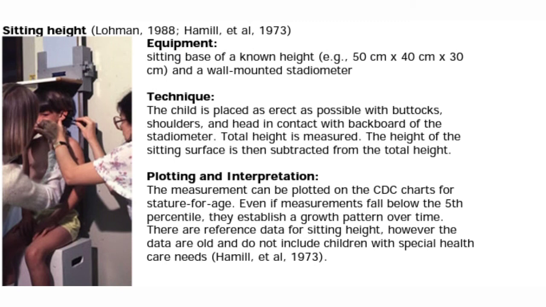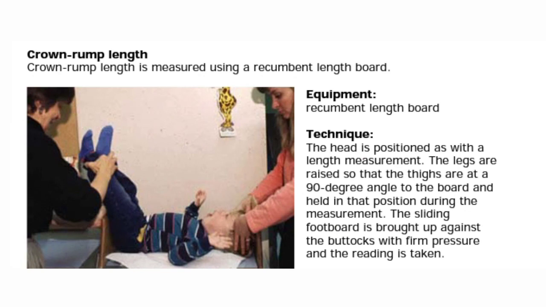So first you take the height of the child, then in this way the upper segment, and then you subtract this from the total height. That will give the height of the lower segment. This is also the way for measuring the upper segment or crown-rump length in children who are unable to sit. The head is positioned as with length measurement. The legs are raised so that the thighs are at a 90-degree angle to the board, and held in that position during the measurement. The sliding footboard is brought up against the buttocks with firm pressure, and the reading is taken.